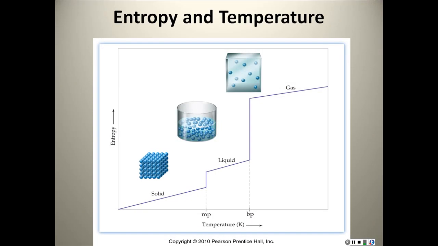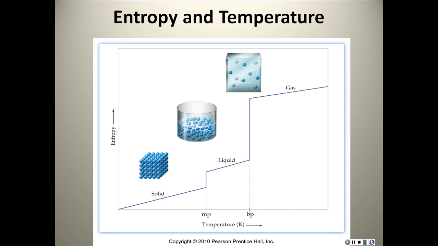Phase change. When we talk about phase change, we need to talk about energy in terms of each step of the phase change. So every individual compound has its own boiling point and melting point. And so let's just talk about water for a second. Water's melting point is 0 degrees Celsius. Its boiling point is 100 degrees Celsius.